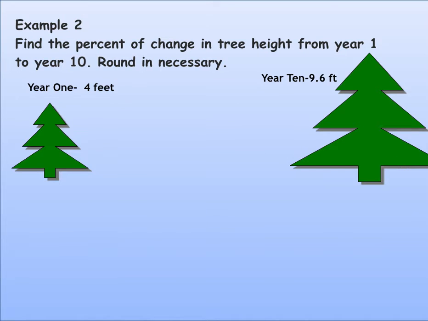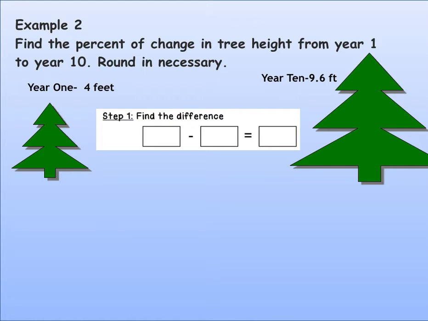Let's try another one. Example 2. Find the percent of change in a tree height from year 1 to year 10. Round if necessary. Year 1, our tree is 4 feet. And then in year 10, our tree is 9.6 feet. Remember, we want to find the percent of change from year 1 to year 10. So let's find the difference. 9.6 minus 4 is 5.6. The tree grew 5 6/10 feet over the years.